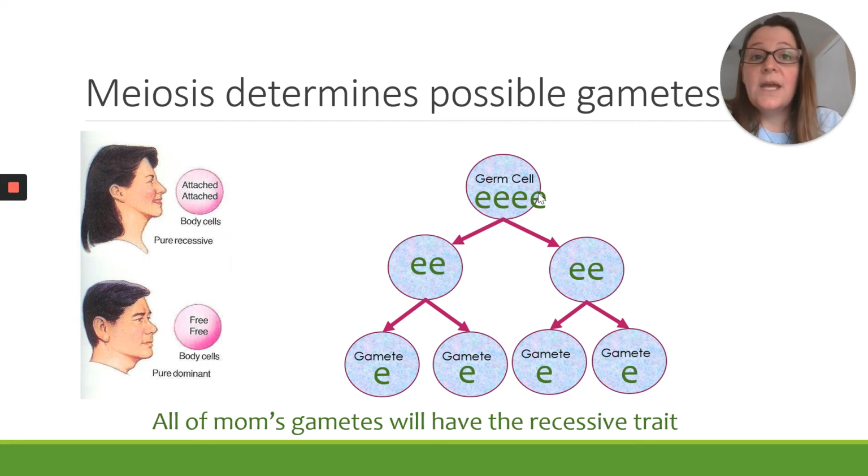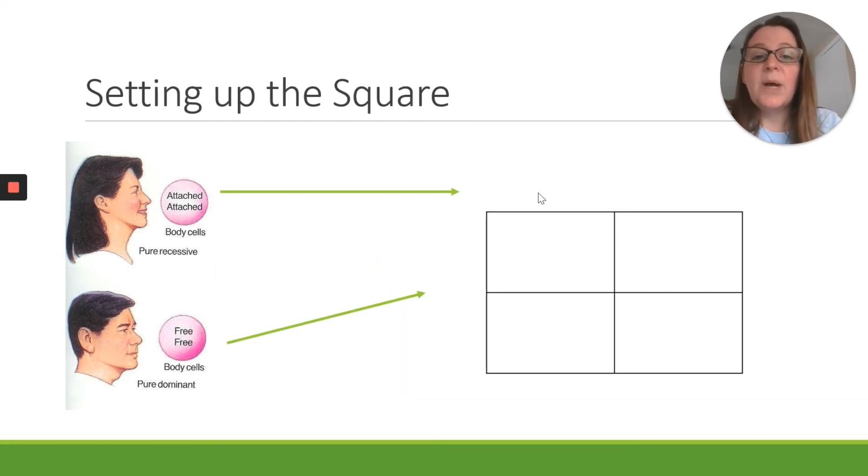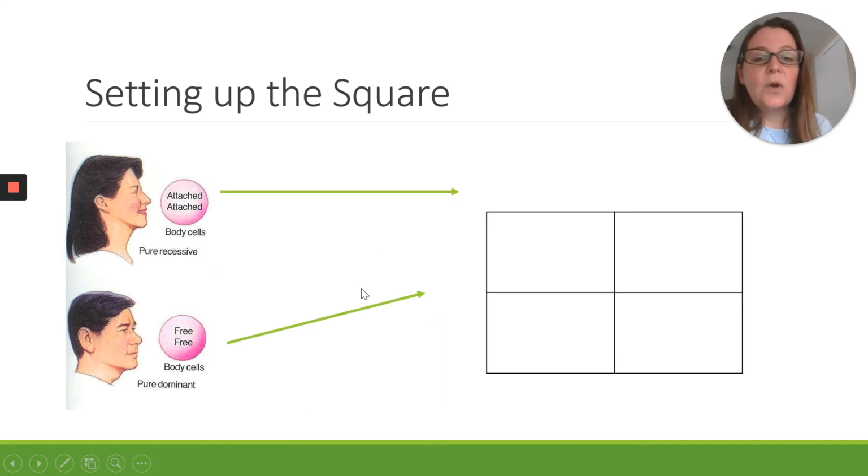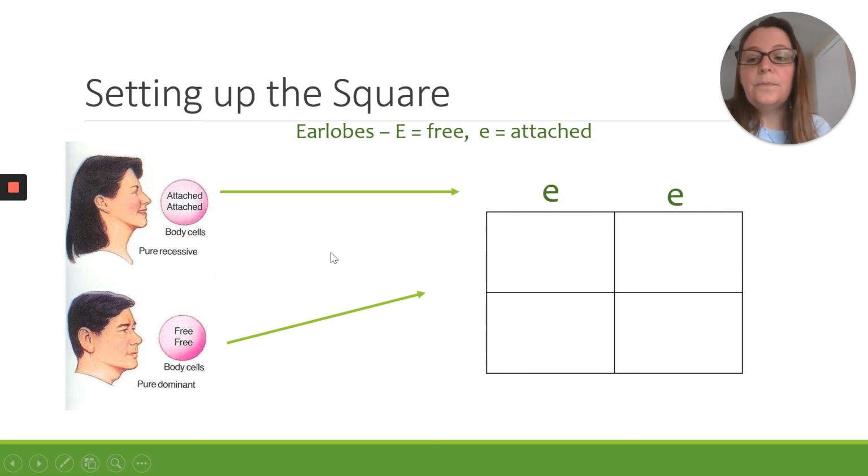All right, knowing this, we are going to take possible gametes from mom and put them at the top of the Punnett square. So you can imagine like the possible eggs. And if you look up here, all of mom's eggs have only one possibility. So that means we're going to put the lowercase e's up here for earlobes. And dad, we said the same thing. He only has the dominant trait. So the only possibility for his sperm cells are the capital letters.